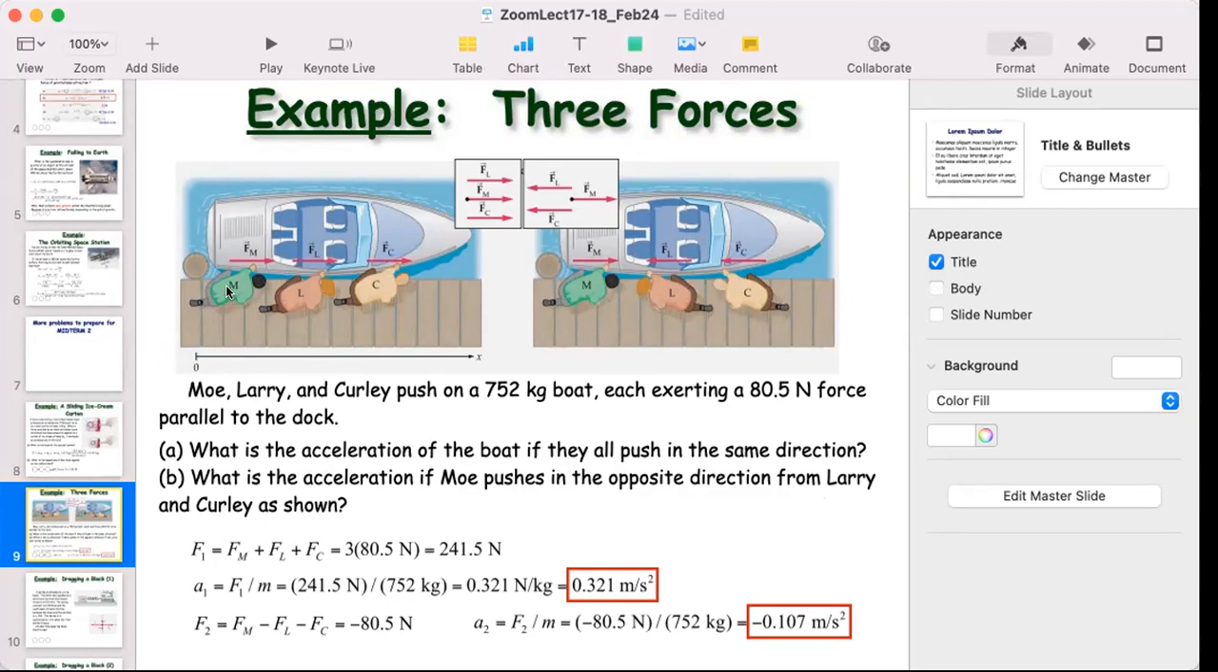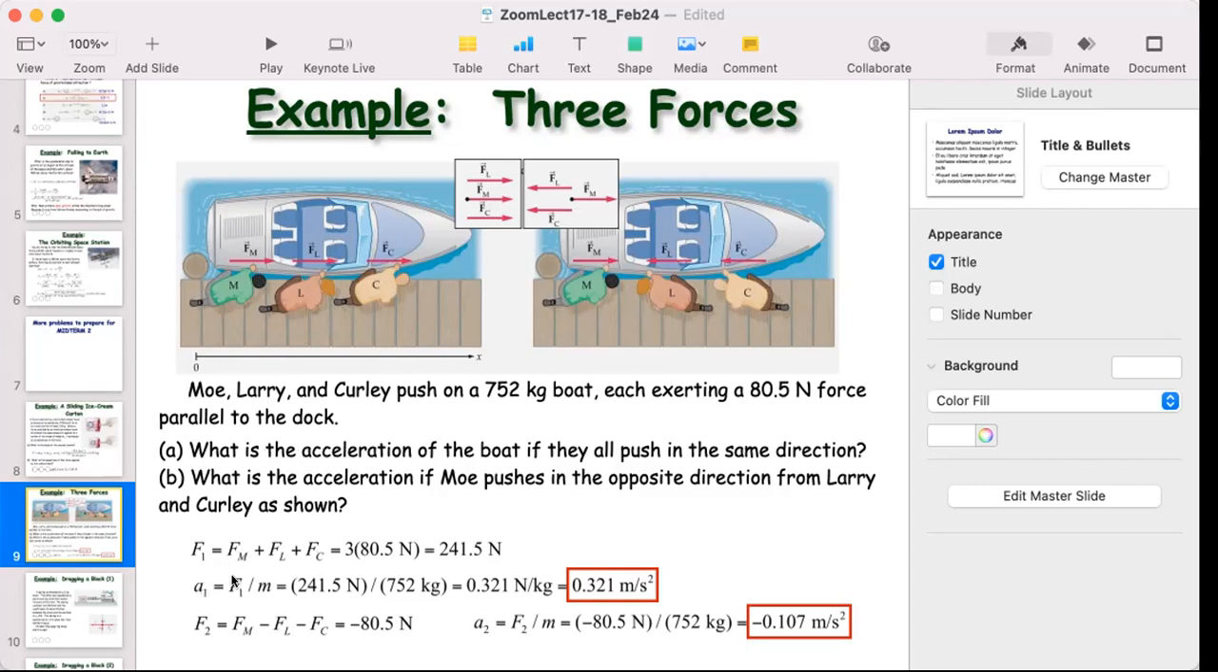So here in A, they are all pushing the same direction. So again, we have to consider which one is the plus X direction, this one. So they are all positive forces. Very good. So the force in the first case is the force exerted by Mo plus the force exerted by Larry plus the force exerted by Curly. So we have 3 times 80.5 Newtons, which brings us to 241.5 Newtons. Is he asking for the force? No, he's asking for the acceleration of the boat.